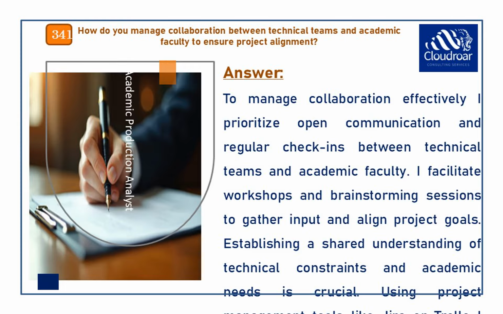Question 341. How do you manage collaboration between technical teams and academic faculty to ensure project alignment? To manage collaboration effectively, I prioritize open communication and regular check-ins between technical teams and academic faculty. I facilitate workshops and brainstorming sessions to gather input and align project goals.